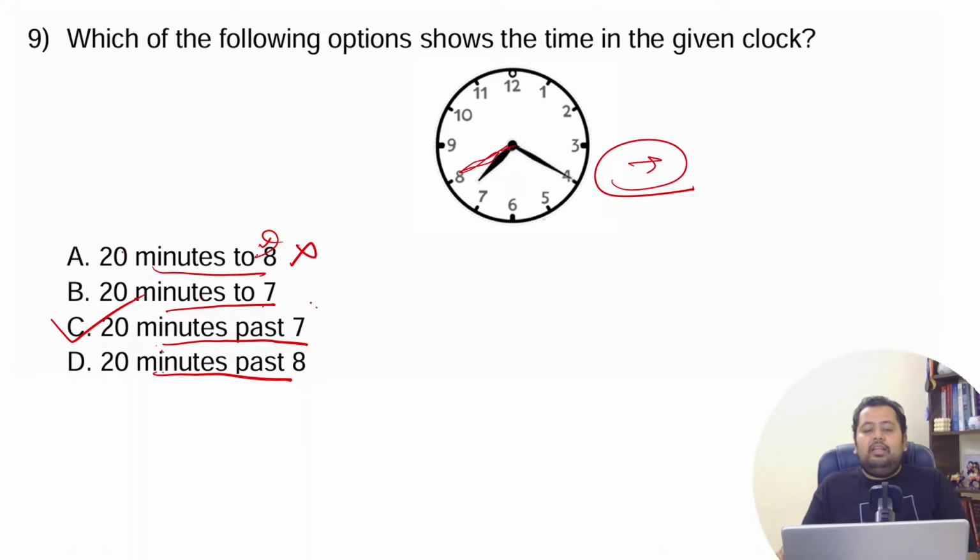20 minutes to 7 is 6:40. Same. The minute hand would be close to pointing towards 8, and the hour hand would be between 6 and 7. So that cannot be the answer as well. It is 20 minutes past 7. So it is 20 minutes after 7 o'clock. That is 20 minutes past 7. So that is the correct answer. Hope you got it correct. If you did, give yourself a star.